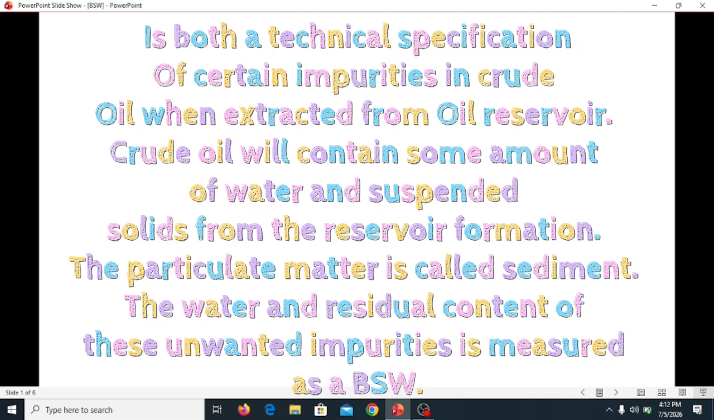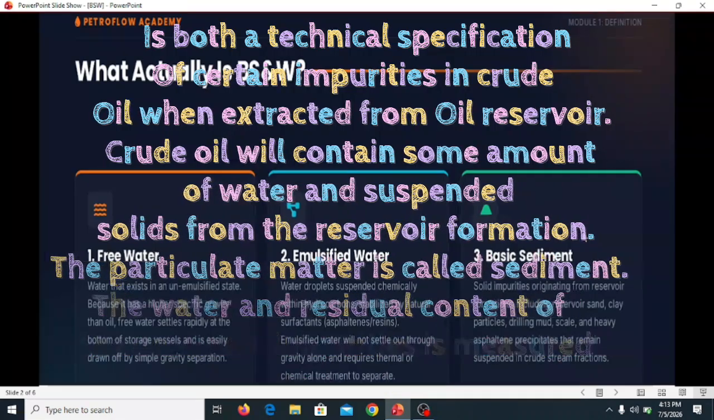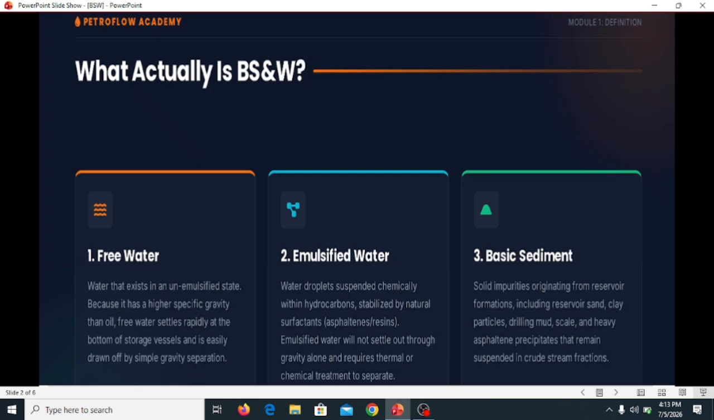And of course, we know that when our crude oil is extracted from the reservoir, it will contain some amount of water. The oil comes out with water and some particles. So this water and particles that are present in the crude oil, we call them basic sediment and water. And today we'll be treating this basic sediment and water. What actually is basic sediment and water?